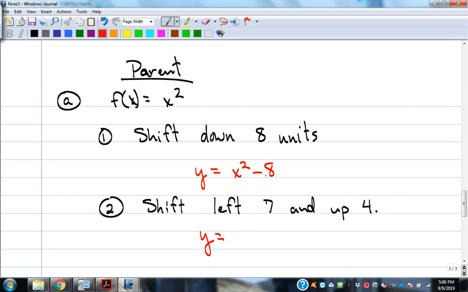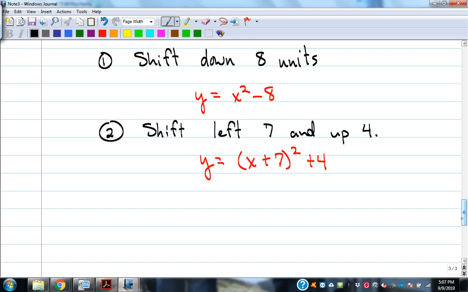So we got a horizontal shift going on, so we know there's got to be some parentheses. And it's going left 7. So is that going to be a plus 7 or a minus 7 on the inside? Positive. Yeah, plus. That's right. And then the up 4 would be what on the outside? Plus 4. Okay. Not too bad. It's actually pretty easy here.